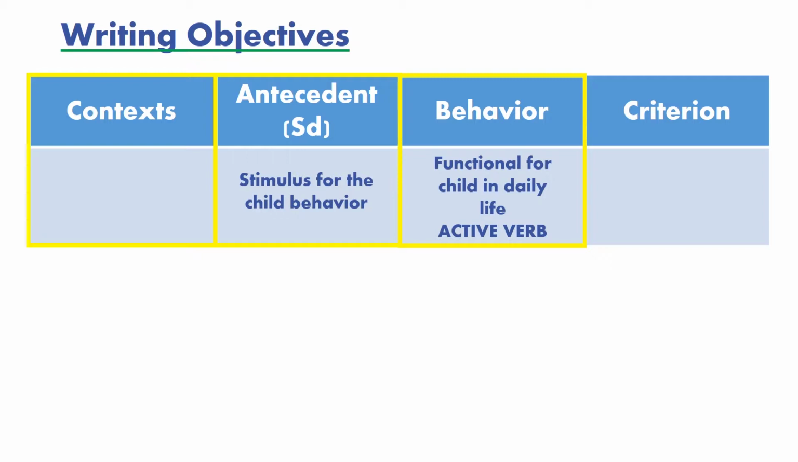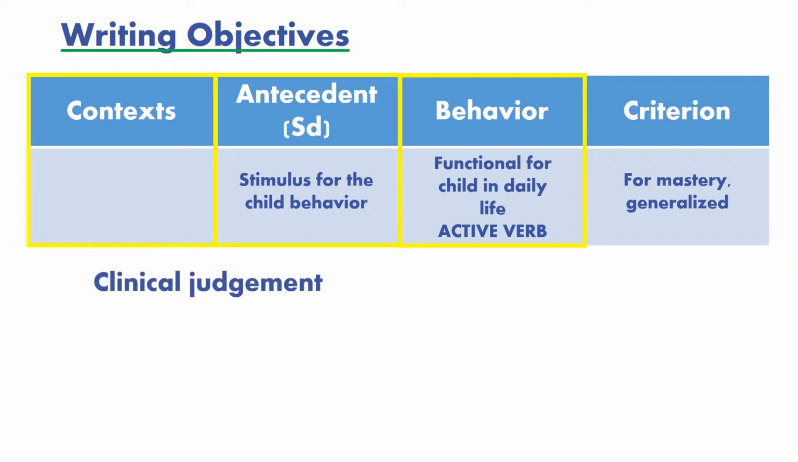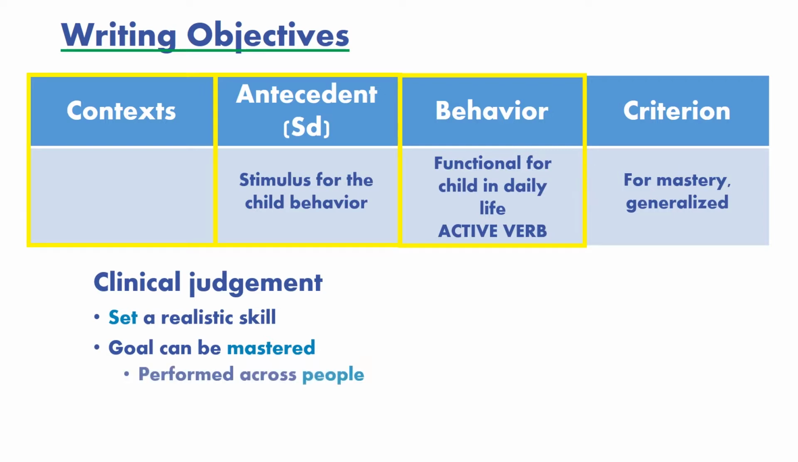Those are usually marked by active verbs. And finally, the criterion by which we're going to assess mastery. And for us, criterion is mastery. We don't want to see 50% accomplishment as the criterion. If that's all we think a child can accomplish in 12 weeks, then that objective is set too high. We want to set an objective that the child can fully master, 80% or so of opportunities, and part of mastery is generalization across multiple people, multiple settings, and multiple materials.